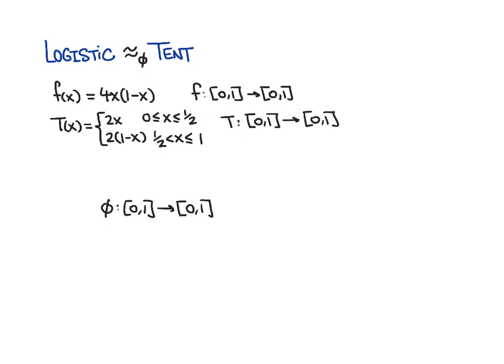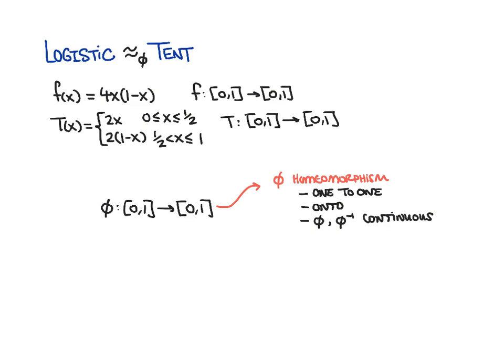And we have to show two things. First, we have to show that phi is a homeomorphism, because to get a conjugacy, you first need a homeomorphism phi. And remember that that homeomorphism has to have 3 properties. Then, once you show that the phi you've come up with is a homeomorphism, the second part is to show that F is conjugate to T through that homeomorphism by showing that phi of T of x is actually equal to F of phi of x.